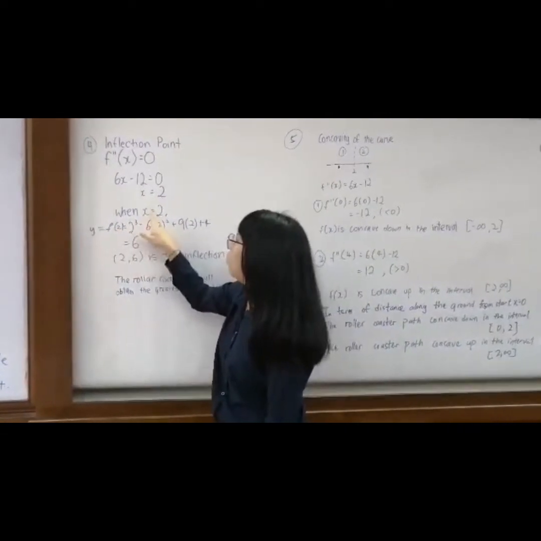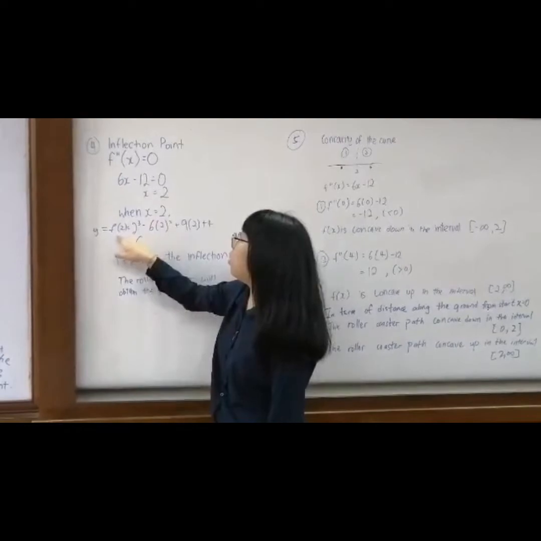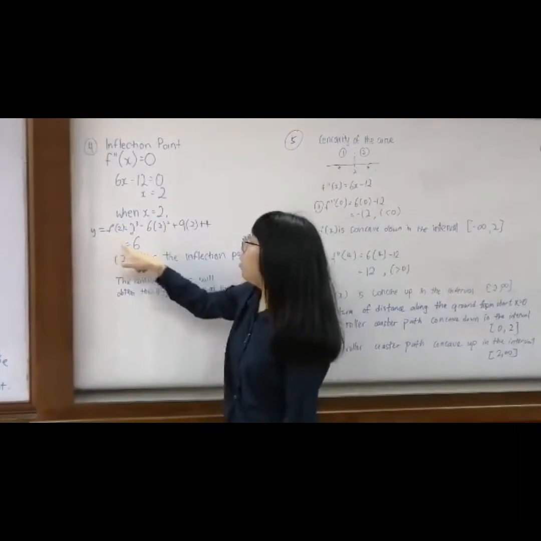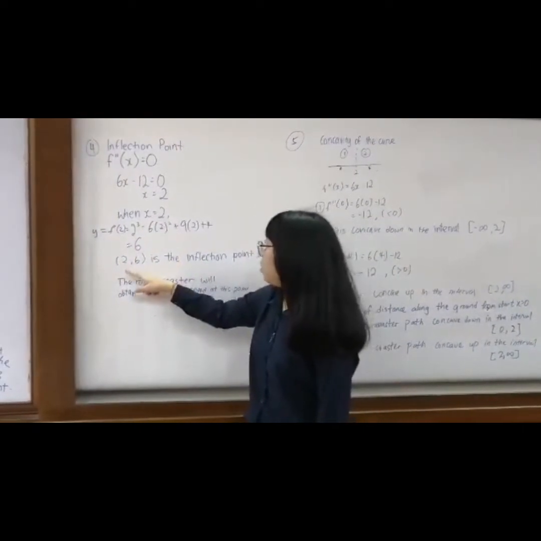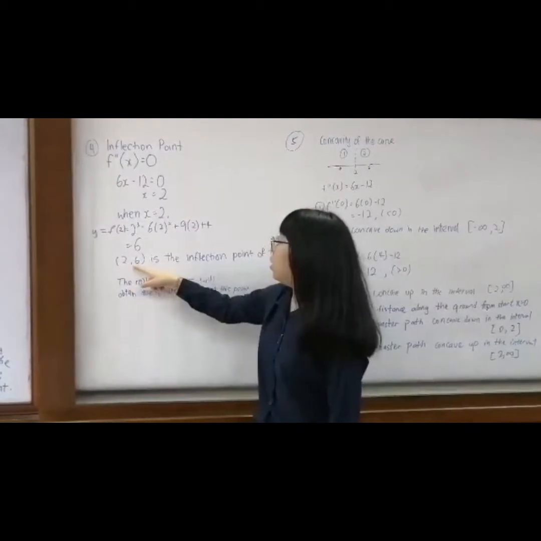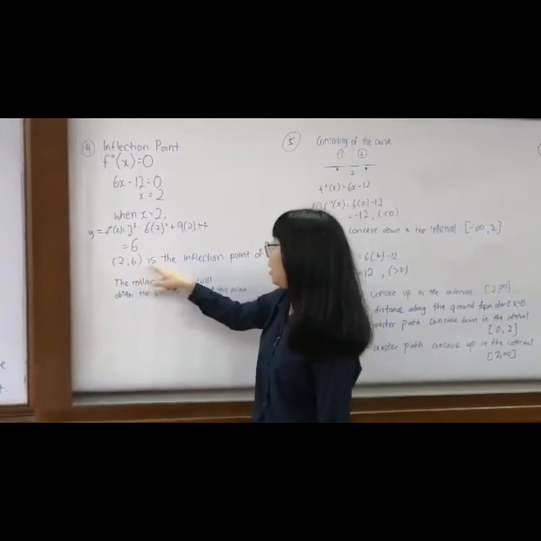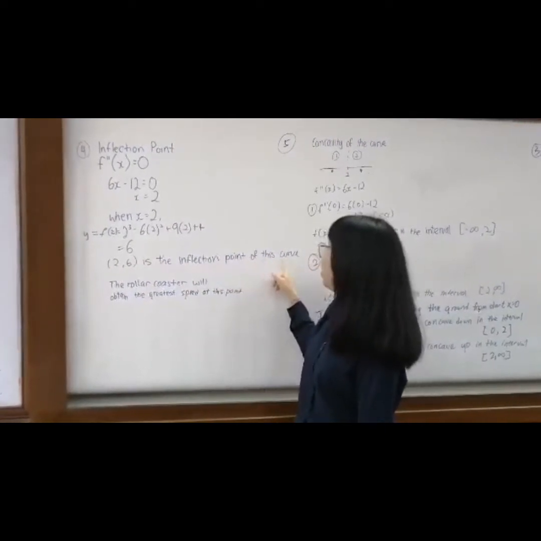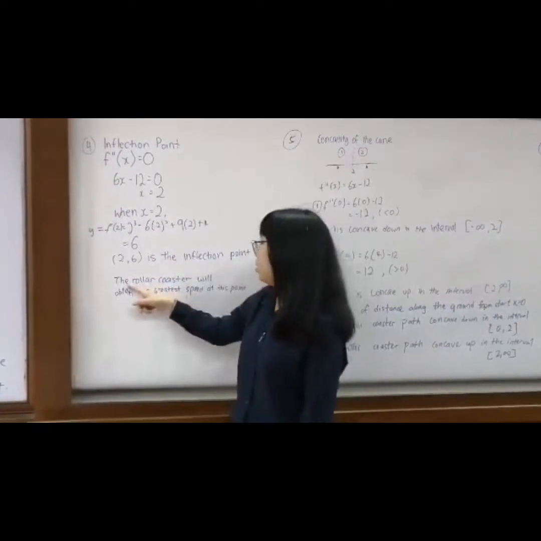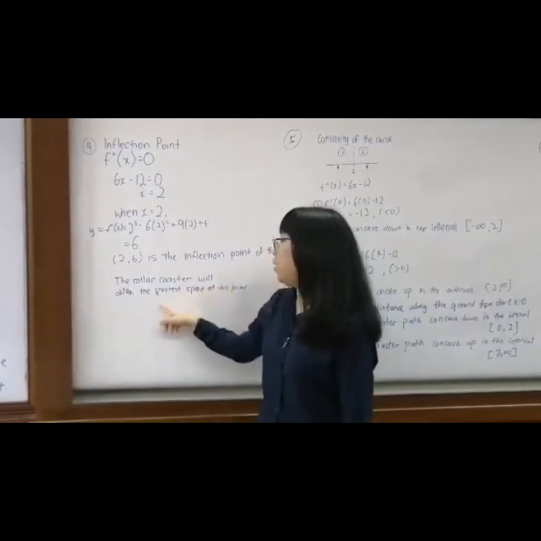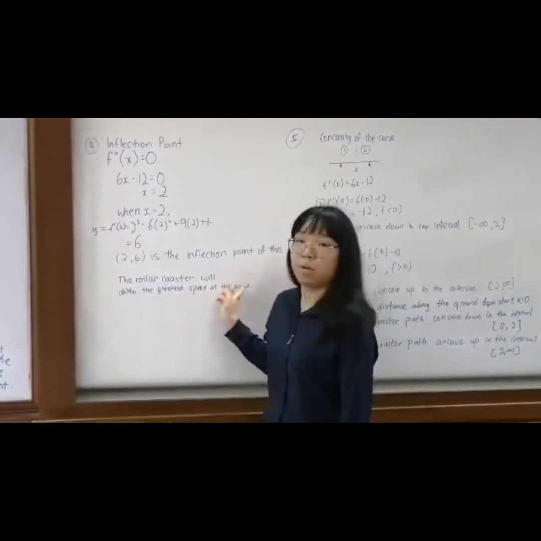Then we substitute 2 into the equation, so we get y equals 6, which means that x is 2 and y is 6 at the inflection point of this curve. So the roller coaster will obtain the greatest speed at this point.